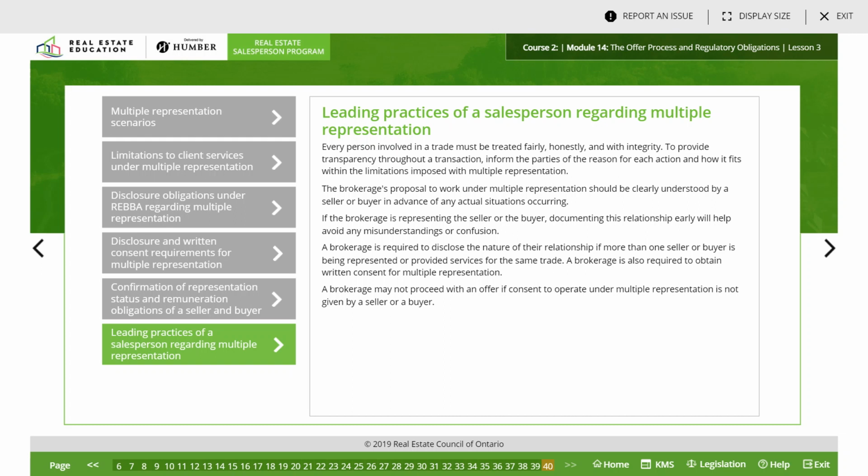A brokerage is required to disclose the nature of the relationship if more than one seller or buyer is being represented or provided services for the same trade. A brokerage is also required to obtain written consent for multiple representation. A brokerage may not proceed with an offer if consent to operate under multiple representation is not given by a seller or the buyer.